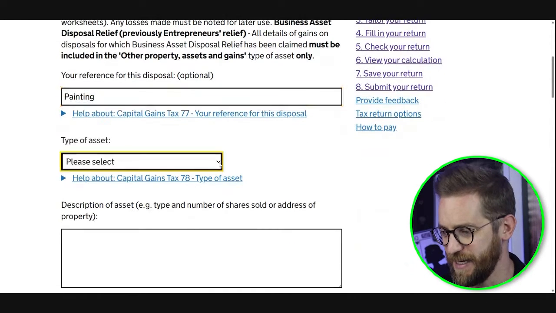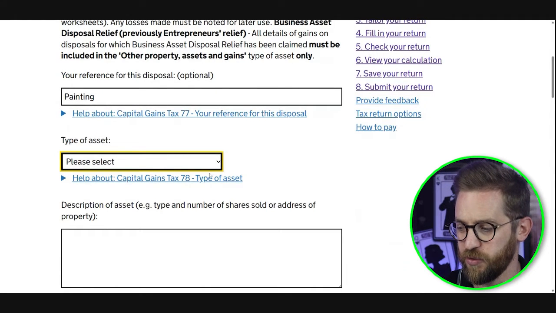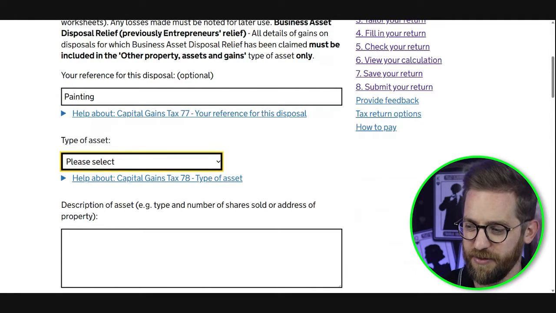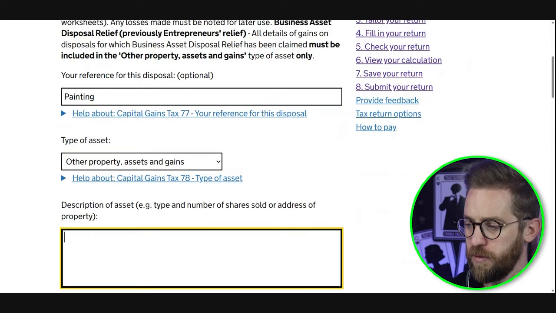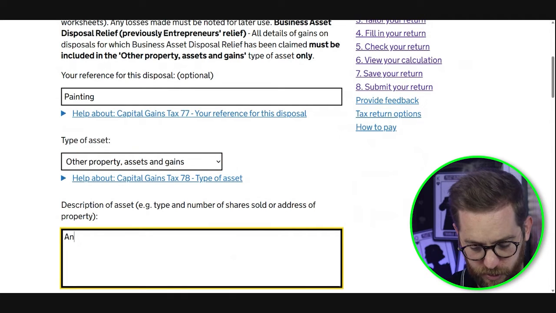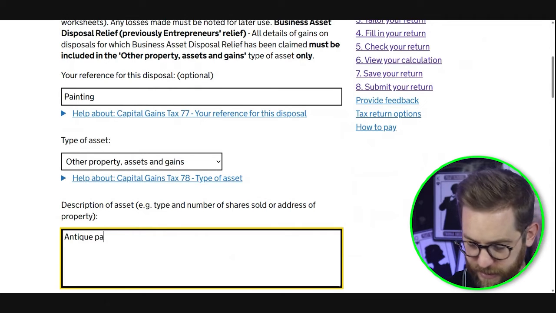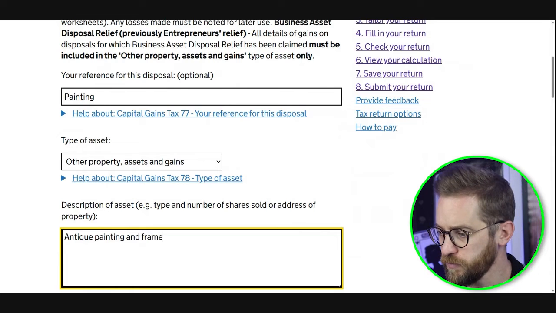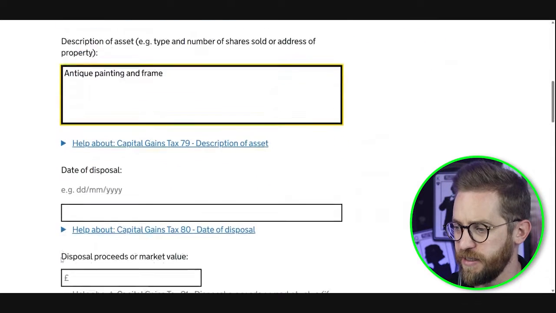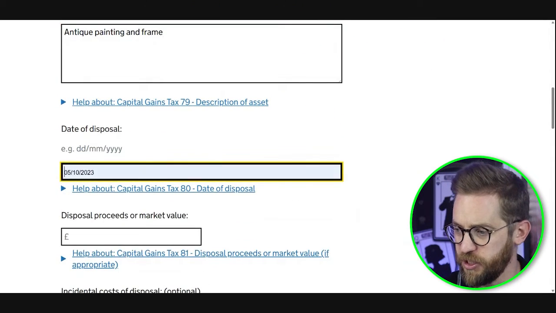That's a different asset type. So I'll look for a category that fits, probably other property. And then I can just provide a bit of a description as to what I've actually sold. So in this case, I'll just put it's an antique painting and frame. And then continue to enter the details of each transaction.